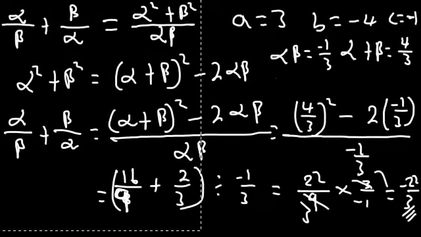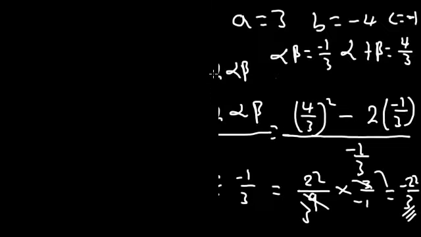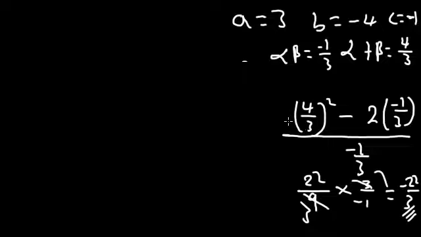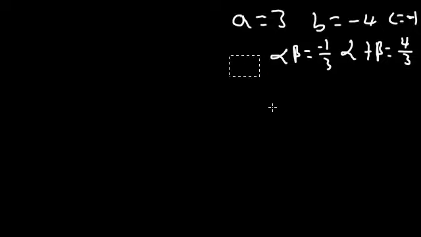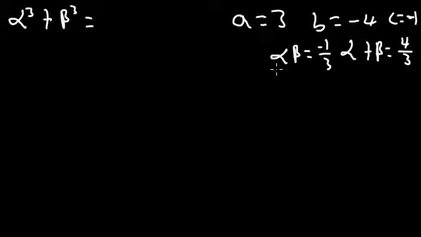Hopefully by now, you should have been developing your understanding of this concept. Let's consider example number 4. Consider this relation, alpha cube plus beta cube. How can we find its value using alpha beta and alpha plus beta? So just like before, is this relation symmetric? Is alpha cube plus beta cube equal to beta cube plus alpha cube? Since it is addition that is connecting them, this is absolutely true.